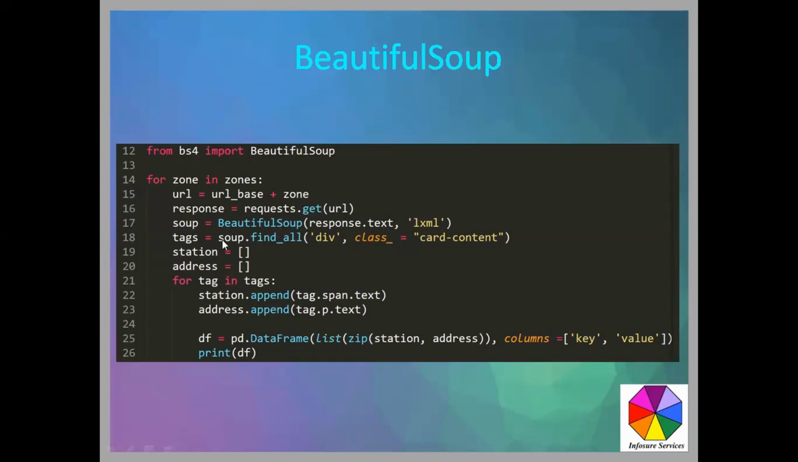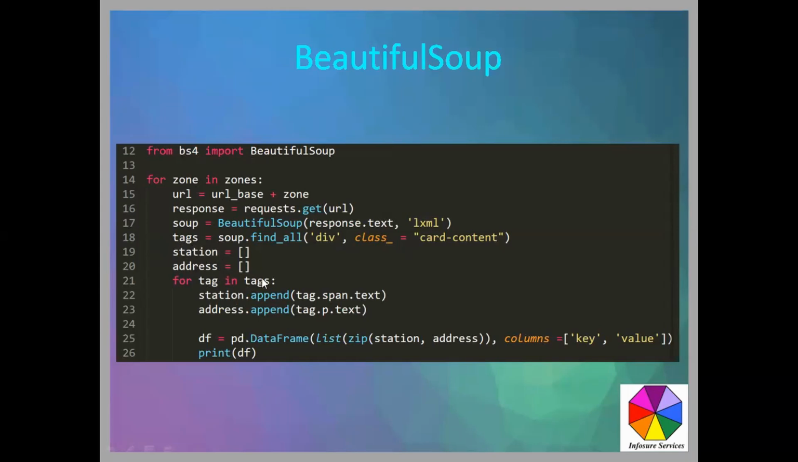Okay. Now, once you have soup.find_all, it will read all the tags. What you're looking for in that is a div tag having a class called card-content. Each card-content will come into the tags variable here. We just loop through each of them. We've got two lists, station and address.